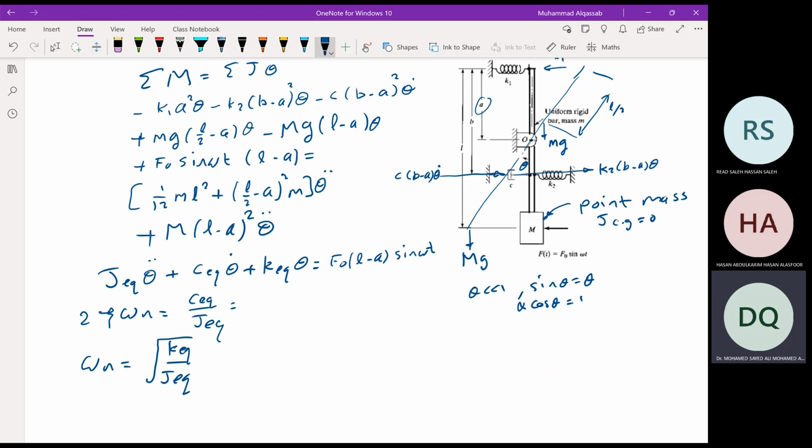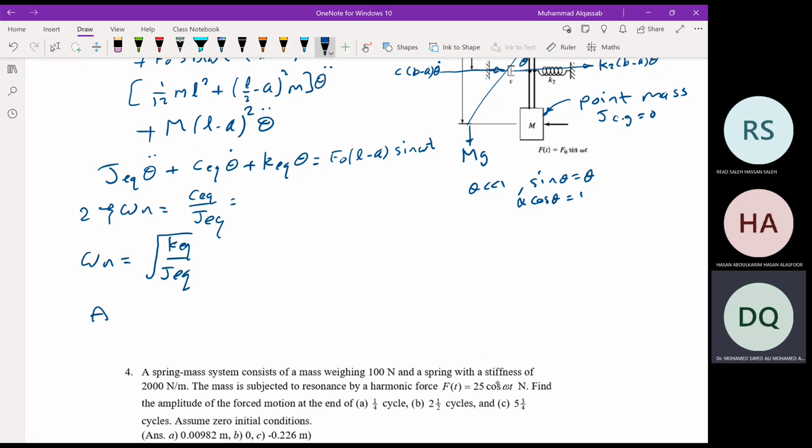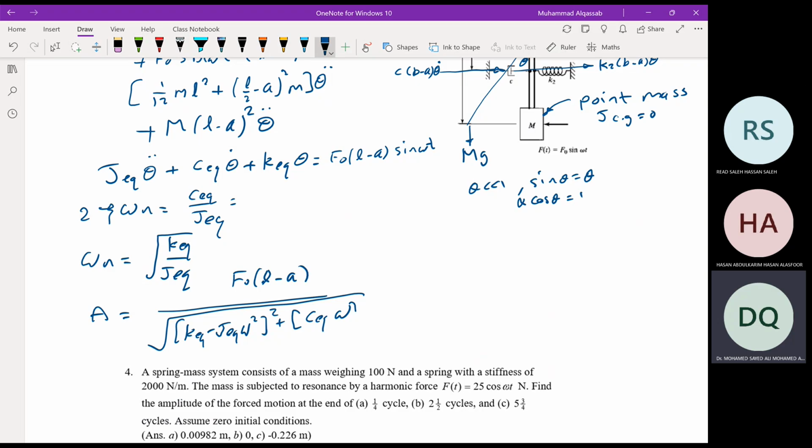After that, you find the amplitude, assuming that the amplitude is A, which will equal to, if you don't want to use zeta, you can use, A equals the numerator divided by the square root of (K equivalent minus J equivalent omega square) all squared plus (C equivalent times omega) squared. This will give you the amplitude in radian. This is the steady state amplitude.